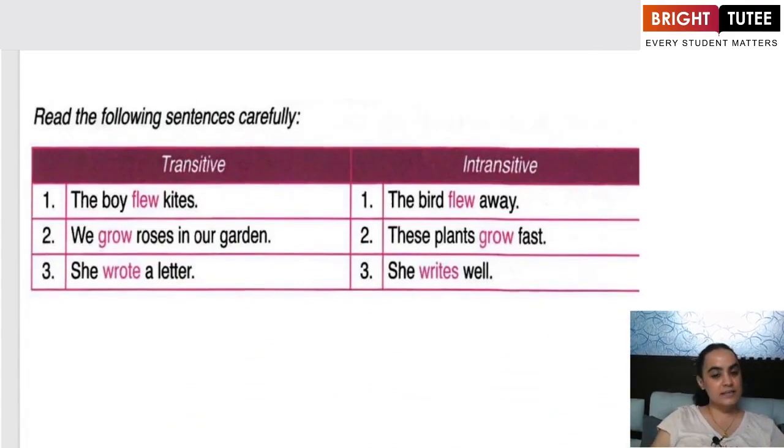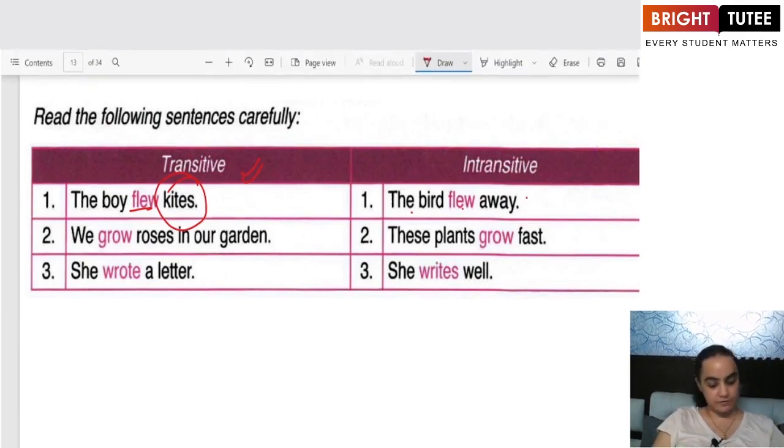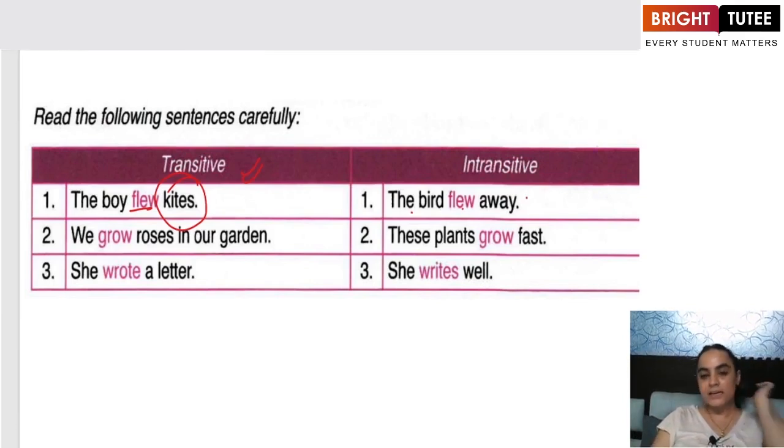Okay, let us look at these examples which you can see. The boy flew what? Kites. I have the answer, so it is transitive. The bird flew away. What flew what? I do not have the answer, so this is intransitive. We grow roses in our garden. We grow what? Roses. I know the object, so again transitive. These plants grow fast. Do I have an object? Grow what? Again no, so intransitive.